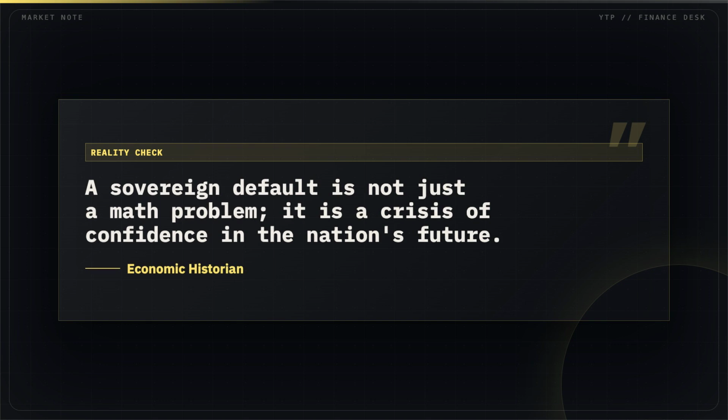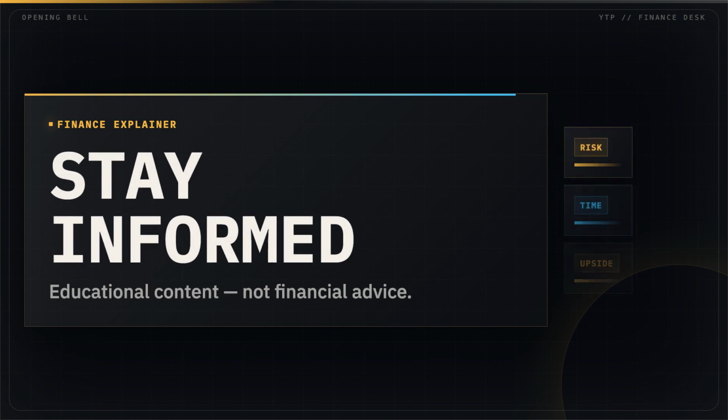It takes years of austerity and institutional reform to restore trust. Understanding sovereign debt helps you grasp how global markets are interconnected.